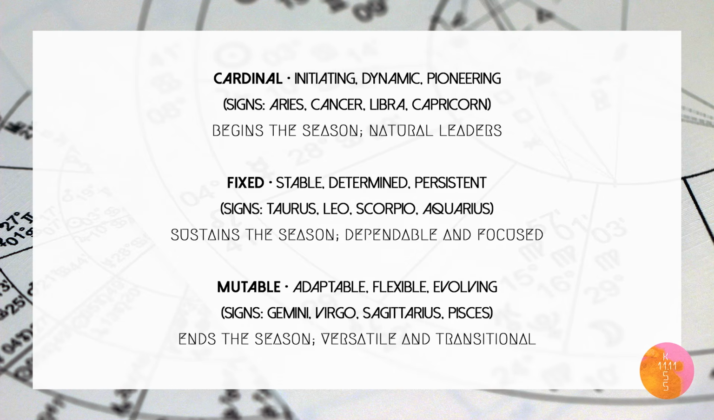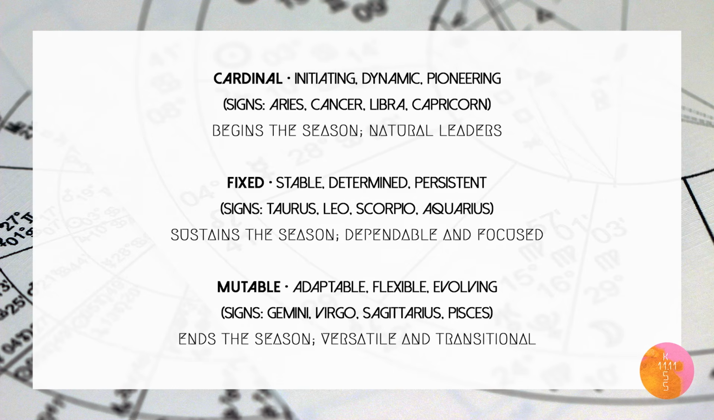The 4 fixed signs are Taurus, Leo, Scorpio, and Aquarius. Fixed signs fall in the middle of each season. Taurus holds the heart of spring, Leo of summer, Scorpio of fall, and Aquarius of winter. Fixed energy is steady, reliable, and resolute. These signs are the builders, protectors, and sustainers, known for their persistence, loyalty, and ability to maintain stability. While they bring structure and depth, they can sometimes resist change.